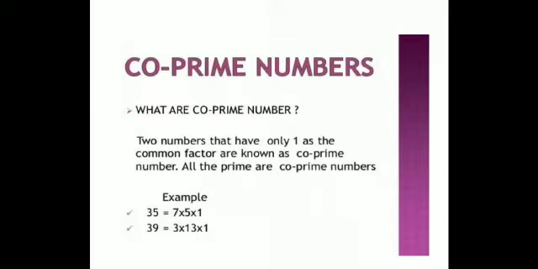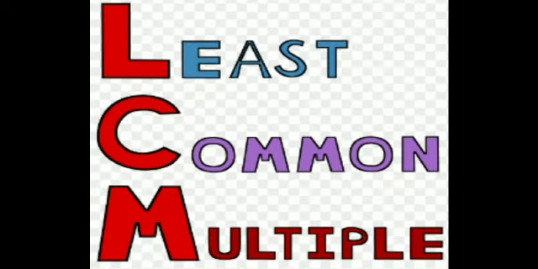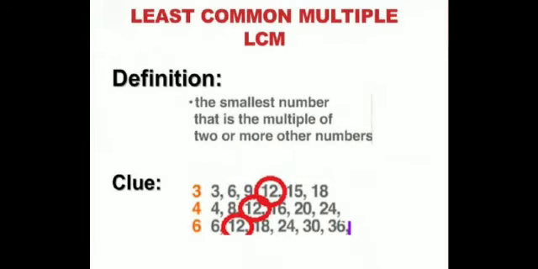Okay. Now our next topic is least common multiple. Least common multiple is shortly written as LCM. So least common multiple of two or more numbers is the smallest number that is a common multiple of them. Now for example, just look at the screen.